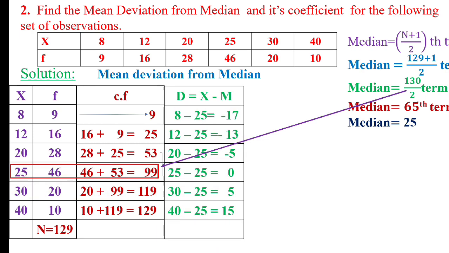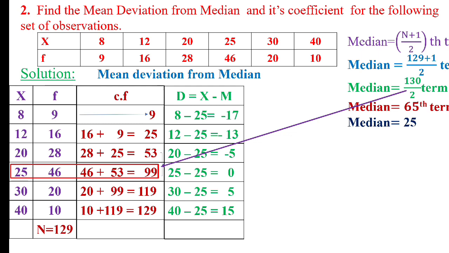Based on that, we are going to take deviation. X values minus median will give the deviation. 8 minus 25 is minus 17. 12 minus 25 is minus 13. 20 minus 25 is minus 5. 25 minus 25 is 0. 30 minus 25 is 5.